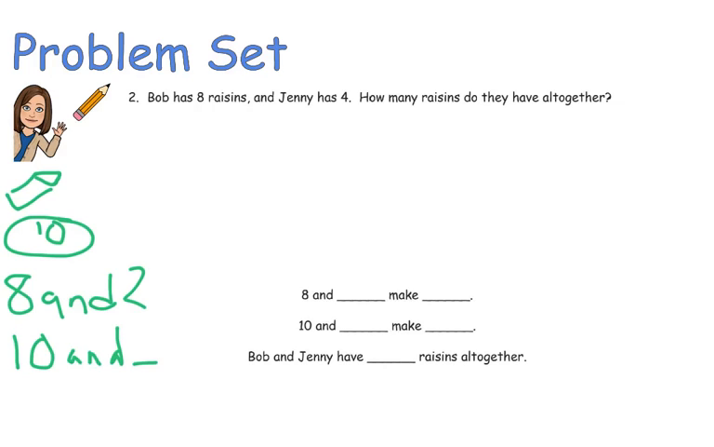All right, so reading the problem together. Bob has 8 raisins. That's important. Bob has 8. Underline. And Jenny has 4. Jenny has 4 is important. Underline that as well. How many raisins do they have? Ooh, all together is a clue word. All together.